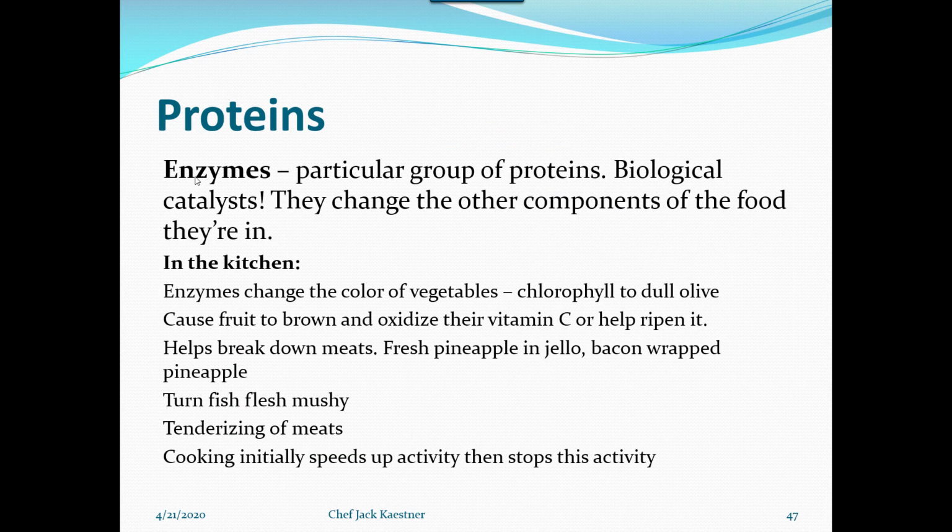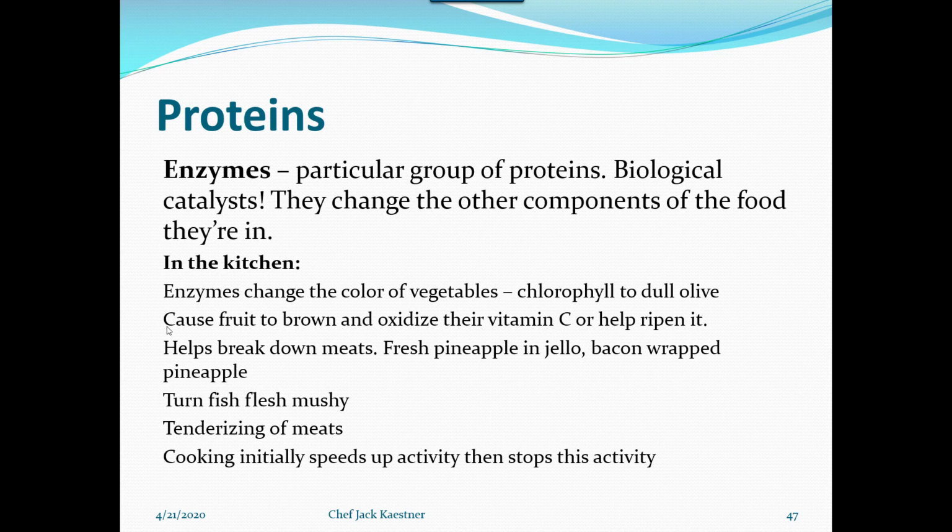So you've got proteins. Under proteins you have enzymes, a particular group of proteins. They're catalysts. So if you think of vegetables, you'll go from a nice brilliant green to a dull olive, and that's as enzymes are attacking some of the proteins and other things. It'll also break down meat.